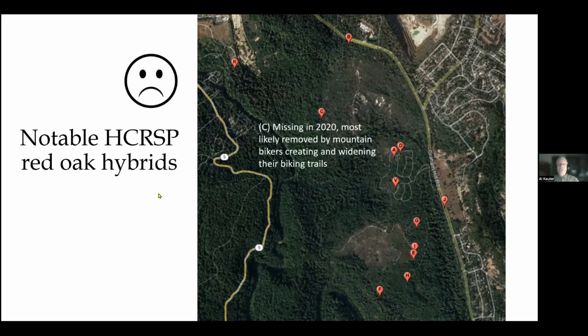But I have bad news. In 2020, tree C was missing. It's gone. And because of all the trail work there by mountain bikers creating and widening their biking trails, I suspect that tree disappeared as part of that effort.